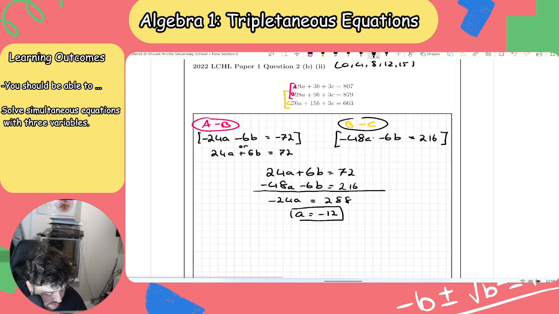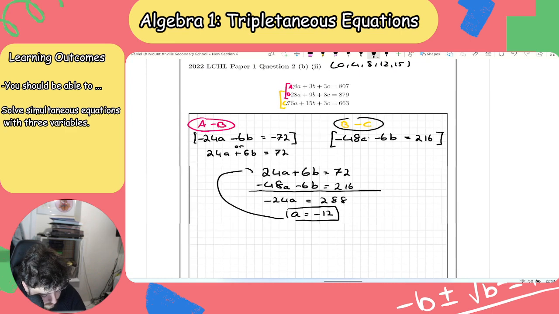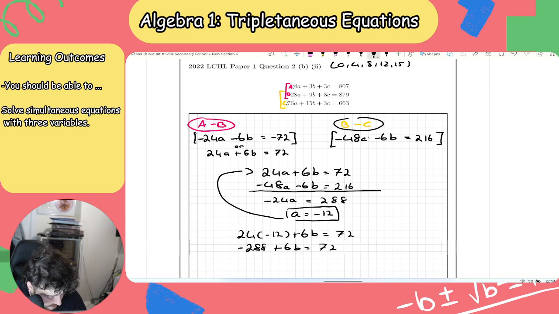Now that I have what A is, I'm just going to sub in here. So I'm going to have 24 times minus 12 plus 6B equals 72. So 24 times minus 12 is minus 288 plus 6B equals 72. So I'm going to have 6B equals 360. B is going to equal 60. So B is equal to 60.